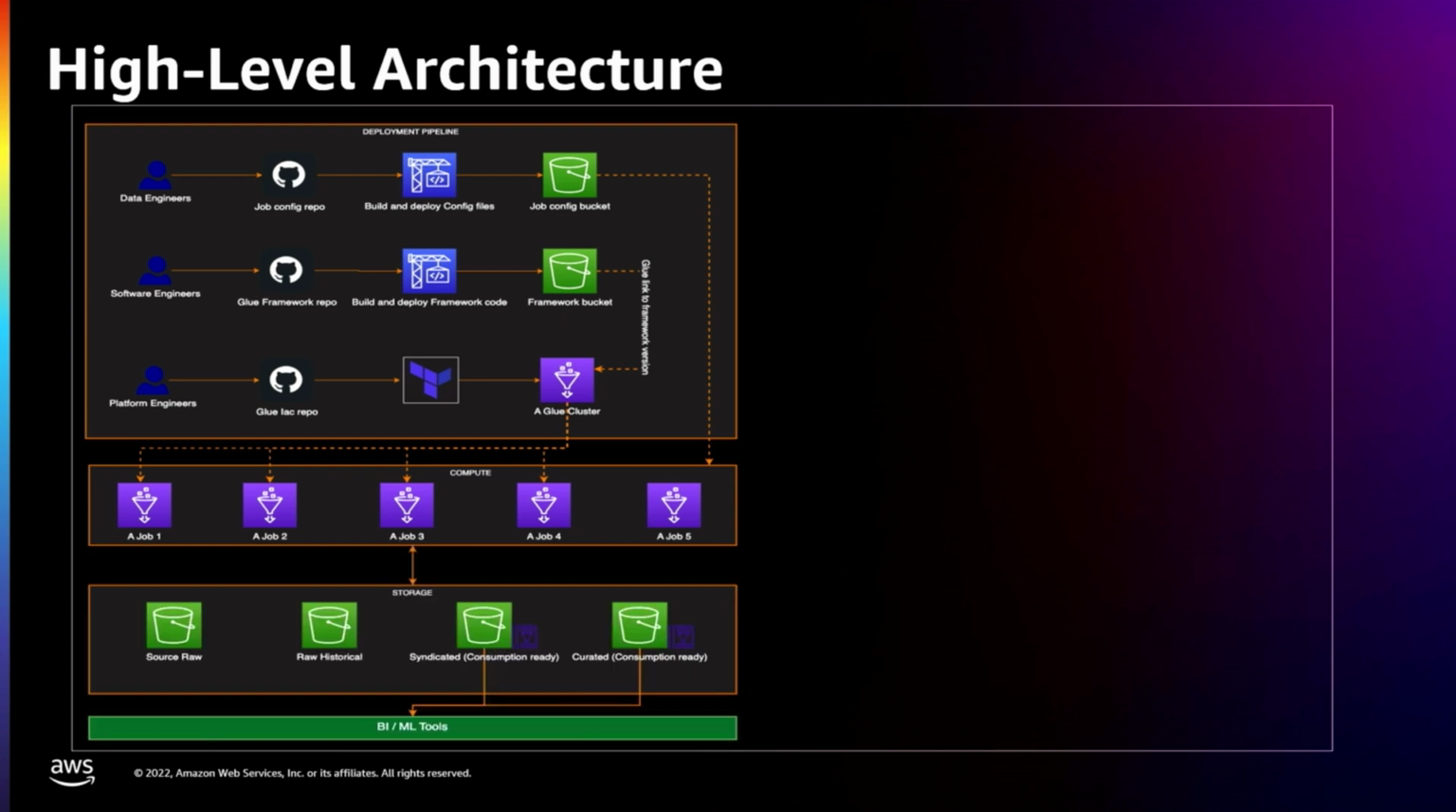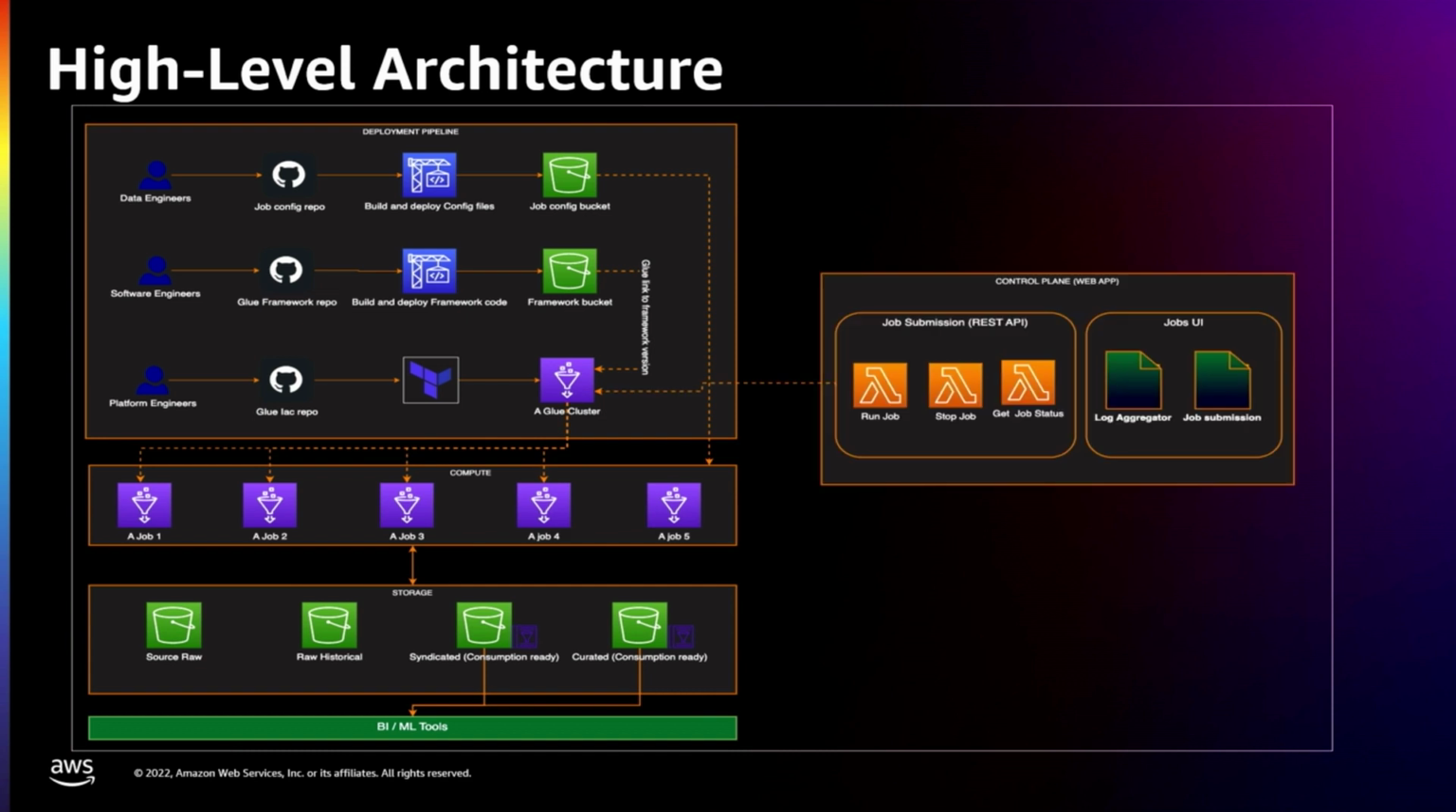Then you have our data storage layer, which is S3. For us, we use source raw. You have raw historical, which is when you start to clean your data up. We have syndicated, which is where you start to build your data products. And you have curated, which is where we apply any business logic that we need. There are different terms for this. The popular term now is bronze, silver, gold, but it's the same concept.